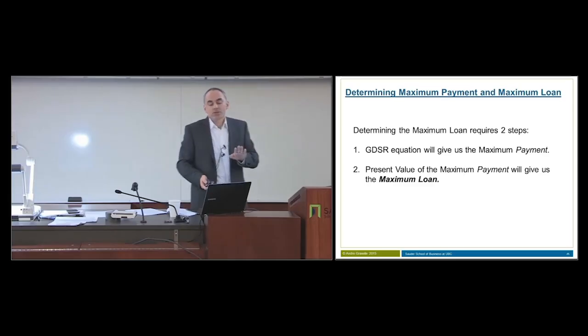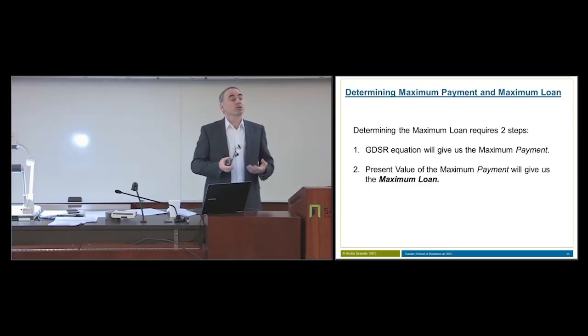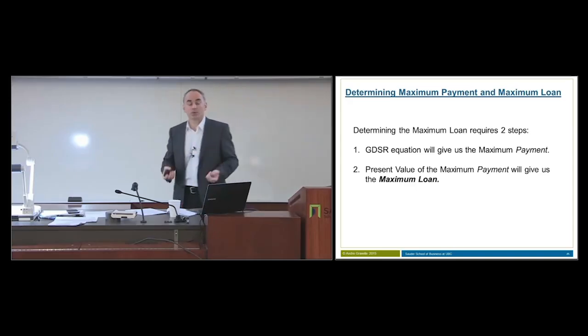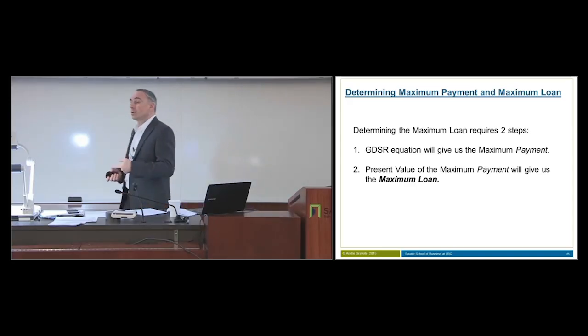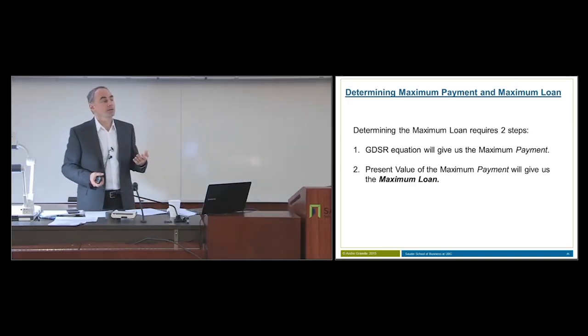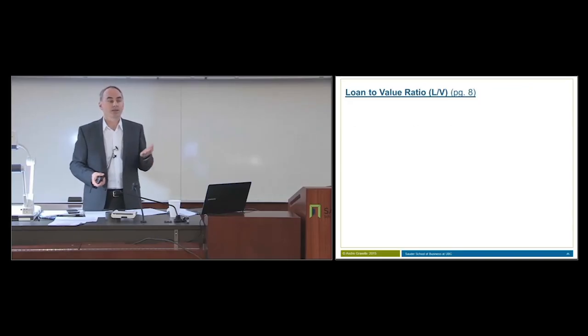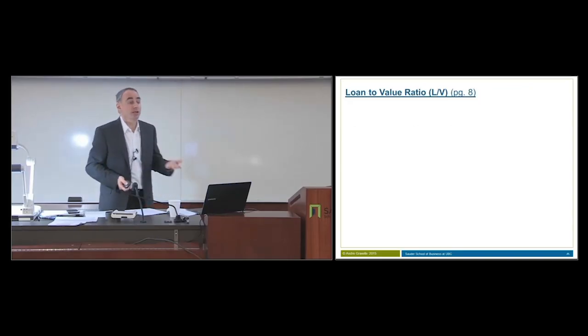Now this first constraint, the gross debt service ratio constraint, had to do with default risk, with the borrower's income. Let's look at the other constraint as well. The other constraint had to do with capital risk. That's determined by using the loan-to-value ratio. So let's look at that next.